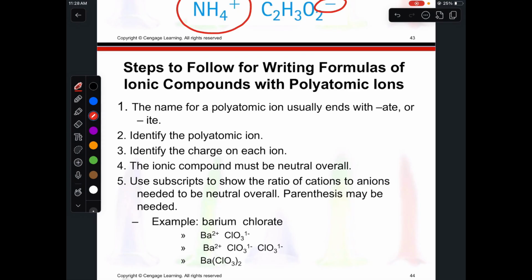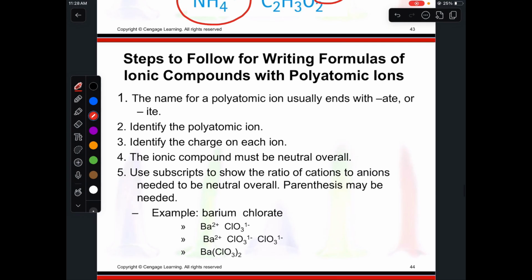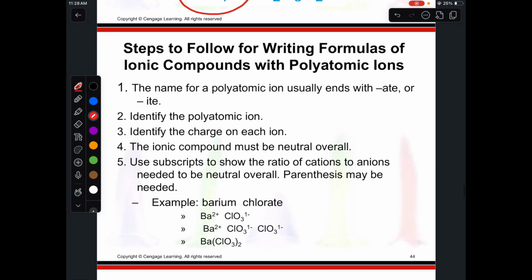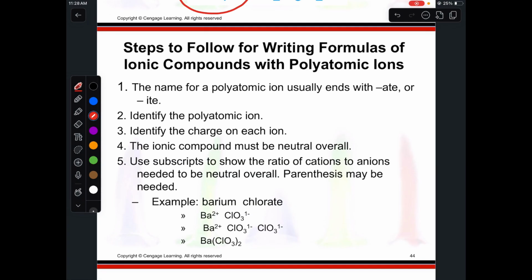All right, so to name polyatomic ions, you need to use your list and figure out what the two components are. The name for the ion, if you look at the list, oftentimes ends in ate or ite. That's not completely always true, but it happens a lot here. So you're going to identify the two components, and figure out what the charge is. And again, remember, they have to be neutral. So you just have to crisscross them. And then you are going to be utilizing parentheses for these.